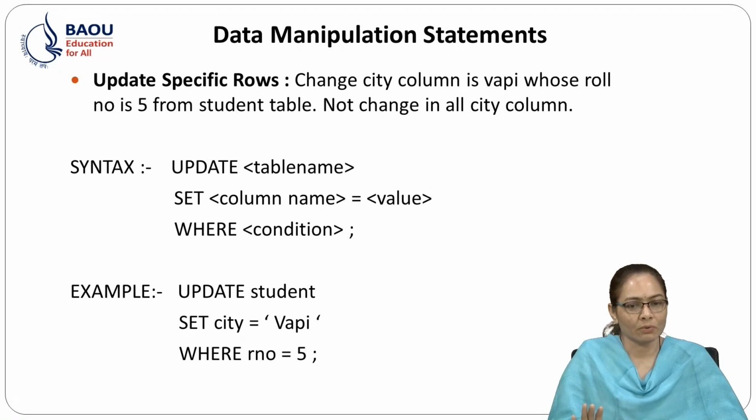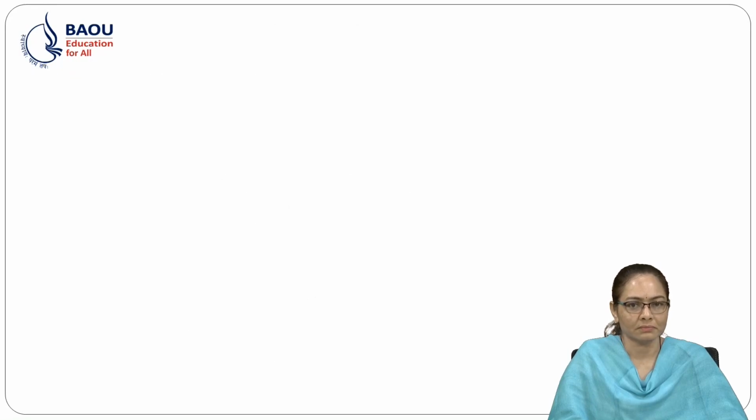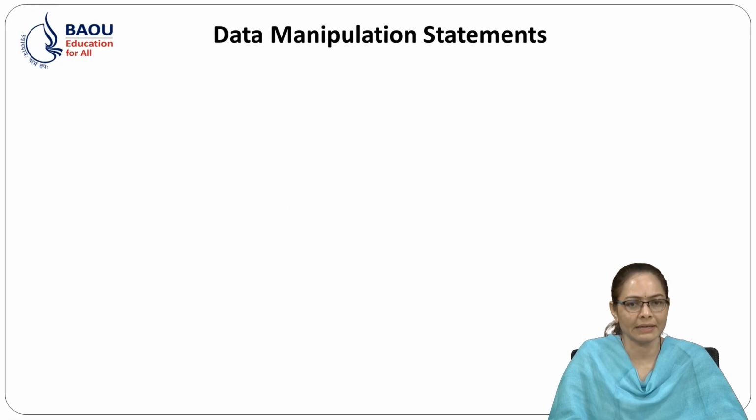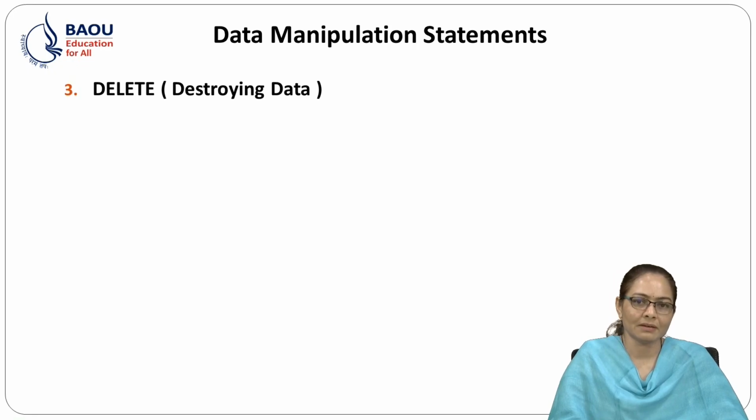Not all the records are changed, but only the single record whose roll number is 5. Now, the next command is the delete command. The delete command is used to delete the records from the tables and returns the number of rows deleted. If the delete command is used without a where clause, then all the rows are deleted.